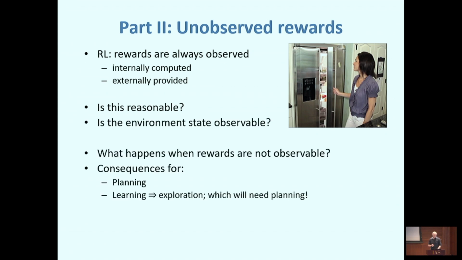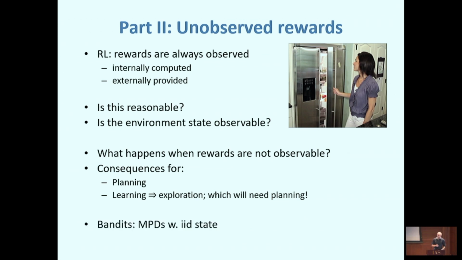So what happens when the rewards are not observable? Obviously, this has consequences for planning. Planning can become really hard if you're in the POMDP setting. And it has consequences for learning. Even for learning, you may need to take actions that just collect information about what the situation is, right? So if you have some latent information in the environment, then you want to investigate, like open that fridge and see what's inside before you take further actions, right?